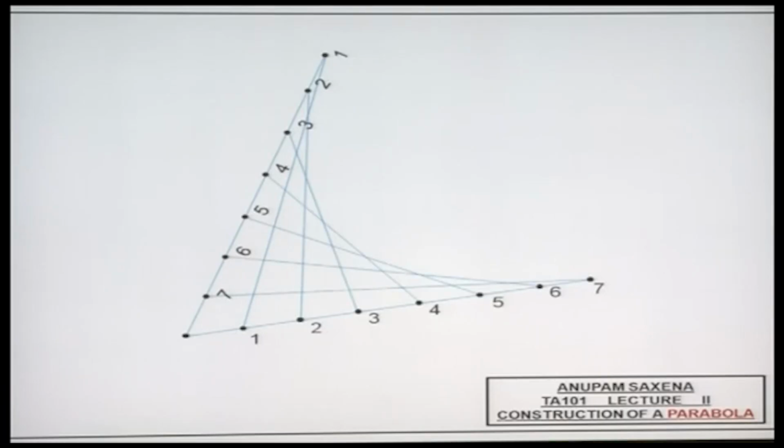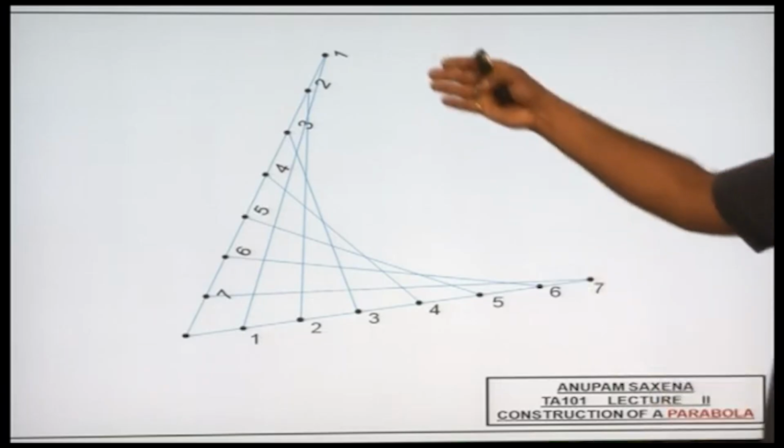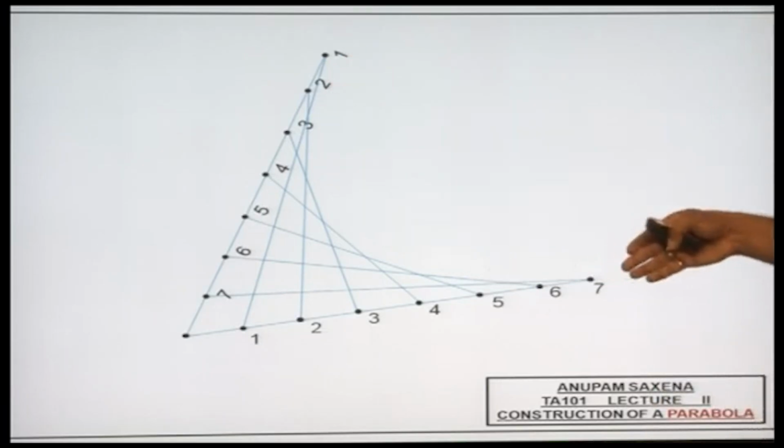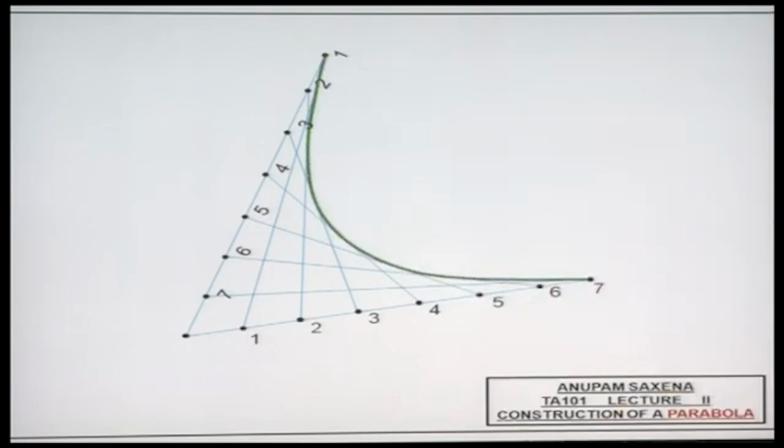Okay, and try to figure out an arc that is tangent to all these line segments. Once you get that, it's this green curve which is the parabola that you're seeking.